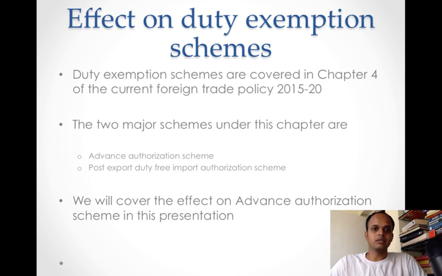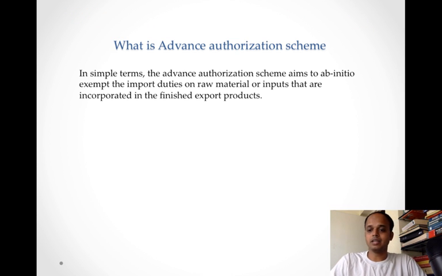Now coming straight to the topic, the effect of GST on the duty exemption schemes. For those who are not very aware, a small recap. Duty exemption schemes are covered in Chapter 4 of the current Foreign Trade Policy 2015-20. The two major schemes under this chapter are the Advance Authorization Scheme and the Post-Export Duty-Free Import Authorization Scheme. We will cover the effect of GST on the Advance Authorization Scheme in this presentation. I will not be touching the post-export schemes such as DFIA here.